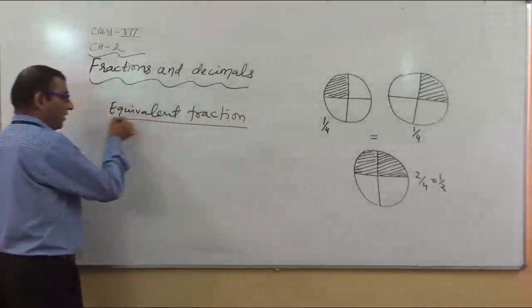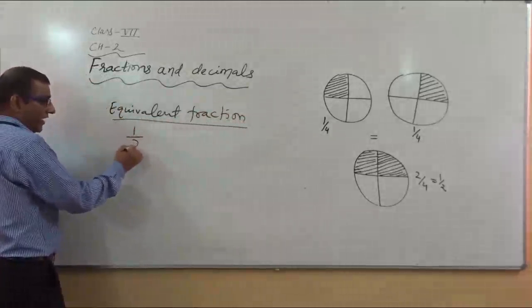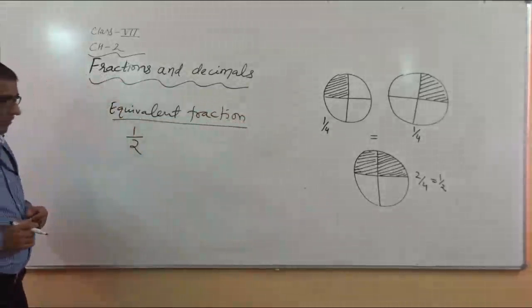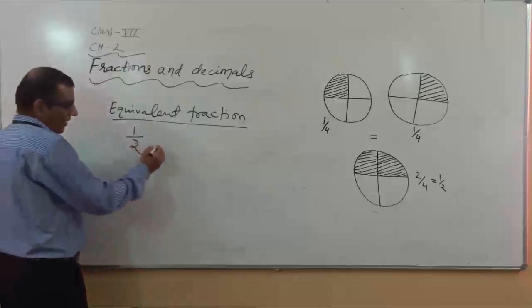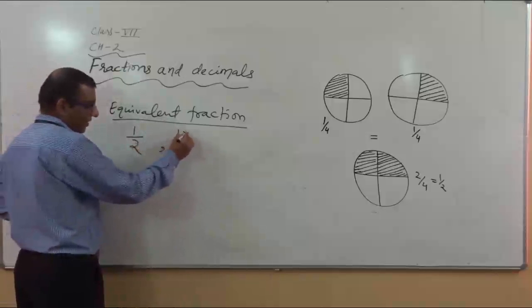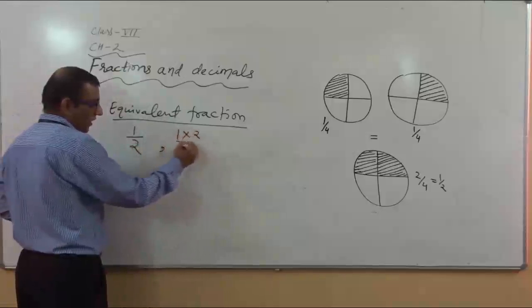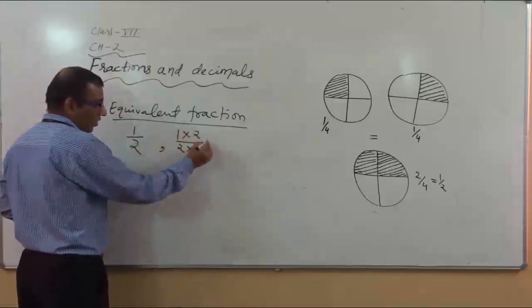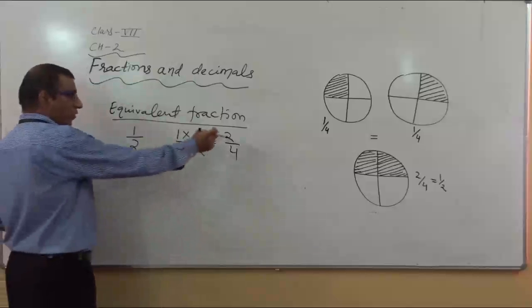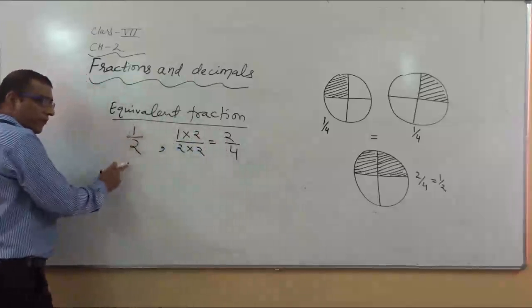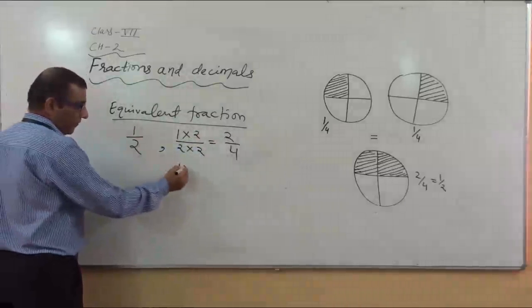For example, if I am taking one fraction as 1 upon 2, 1 is the numerator, 2 is the denominator. In the next step, if I multiply 1 by 2 and 2 also by 2, I will get 2 upon 4. And when you solve 2 upon 4, again you will get 1 upon 2. The same procedure will be applied again.